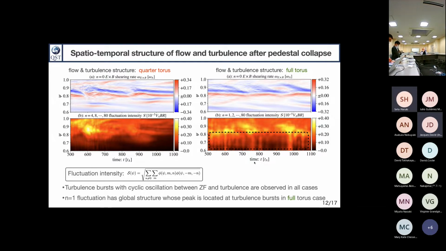Sorry. The structure whose peak is located at the turbulence burst in full torus cases is in this hatched region. So there is a little difference in energy loss level after pedestal collapse, but there is a difference in spatial structure of fluctuations between quarter and full torus cases.